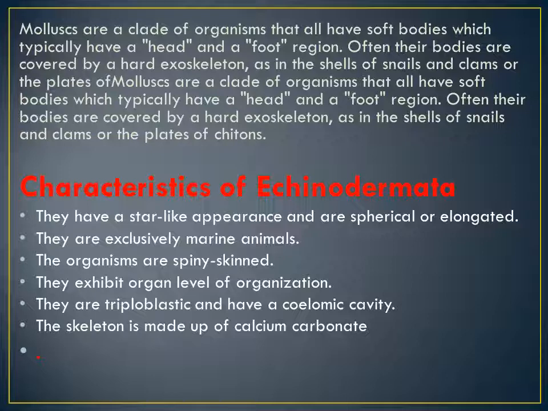Next topic is the characteristics of Echinodermata. If we see in the slide, what will we see in this phylum Echinodermata? Which organisms come? Starfish. How is the starfish? They are star-like in appearance and shape. They look like that, and they are spherical or elongated. They are exclusively marine animals.